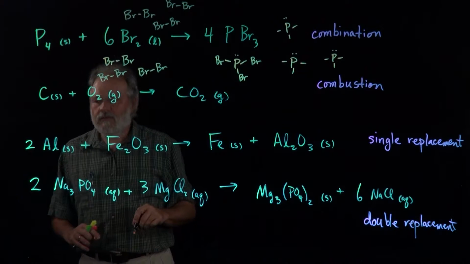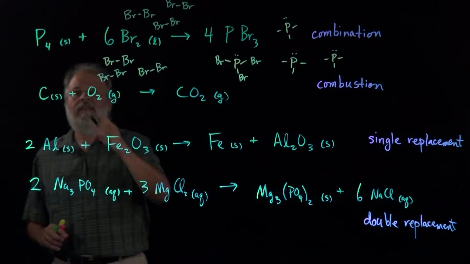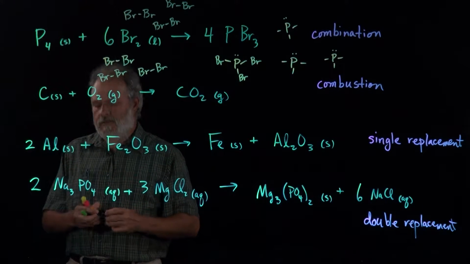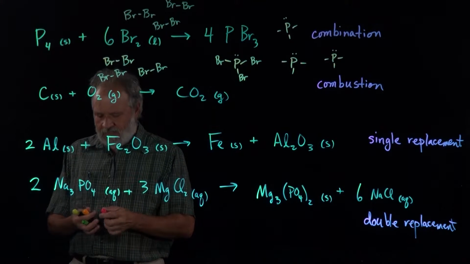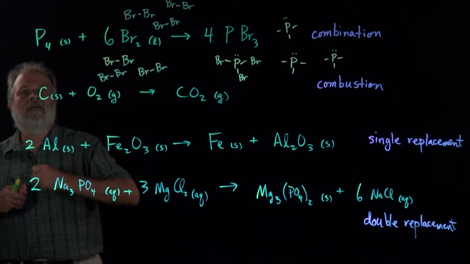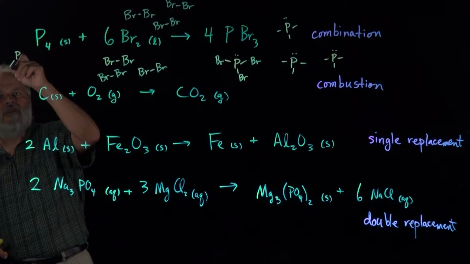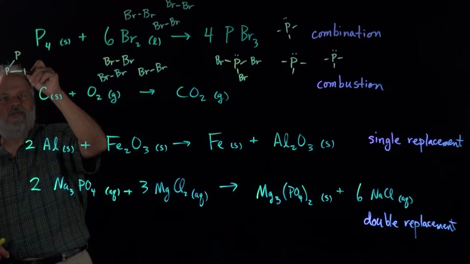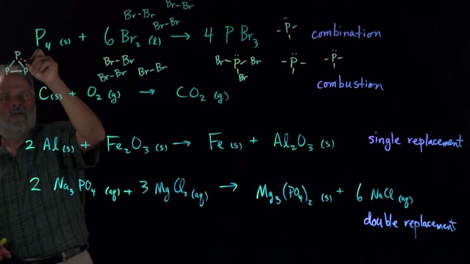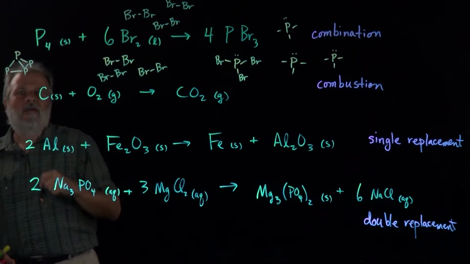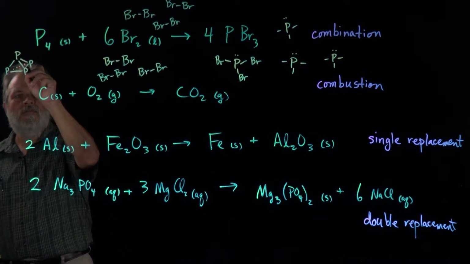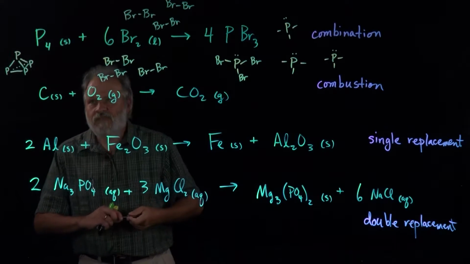I don't know if you can see it up top, but there it is. All right, and then finally 1 molecule. Now the structure of this guy is pretty interesting. This is actually a tetrahedral arrangement of phosphorus atoms, a little tetrahedron, a little four-sided figure, where the phosphorus atoms are at the corners.